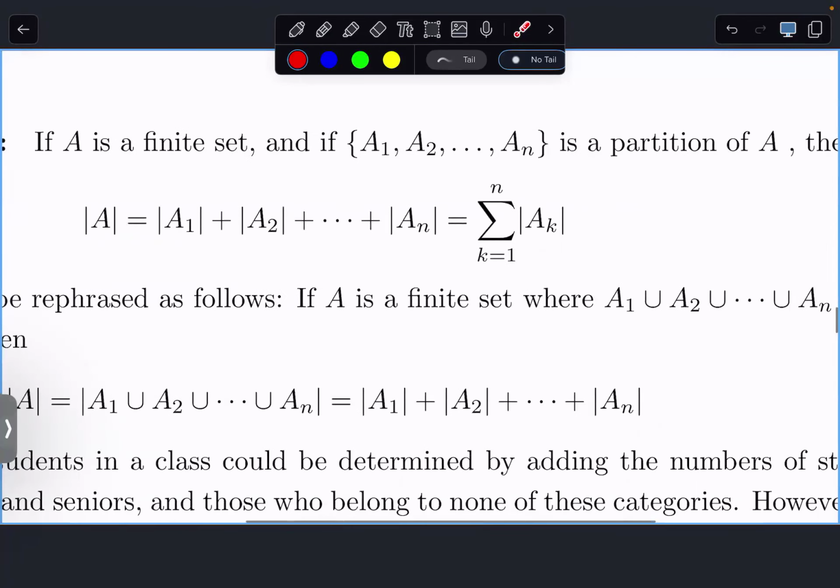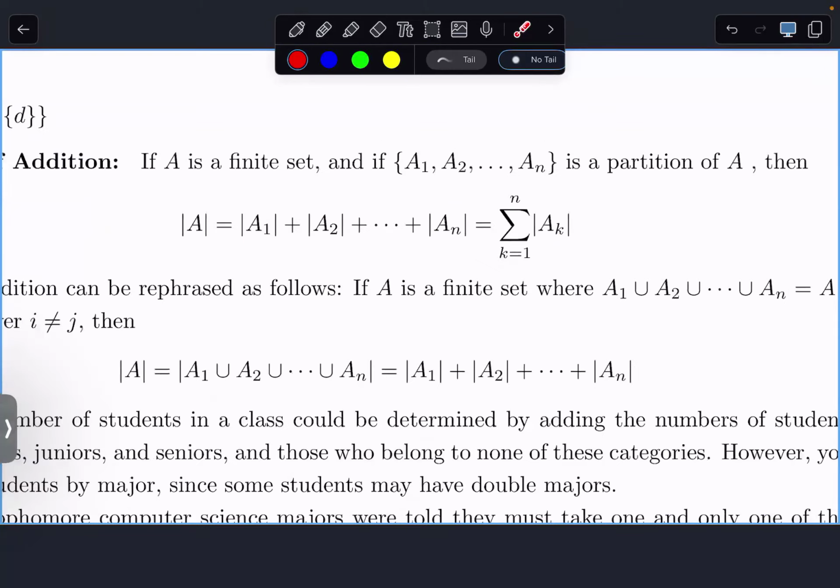But I also want to use this to remind you of the summation notation from last week. The sum of the cardinality of A subscript k, where k goes from 1 to n, is how you would summarize this summation. Good.